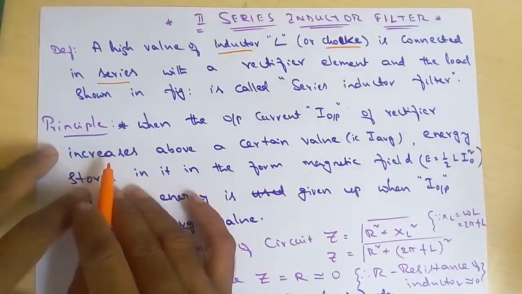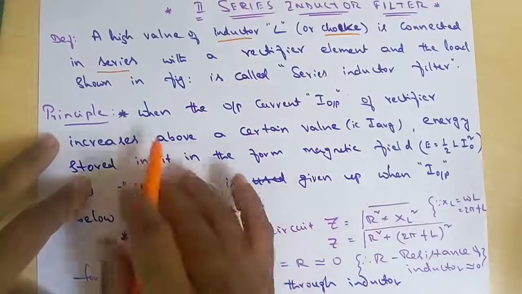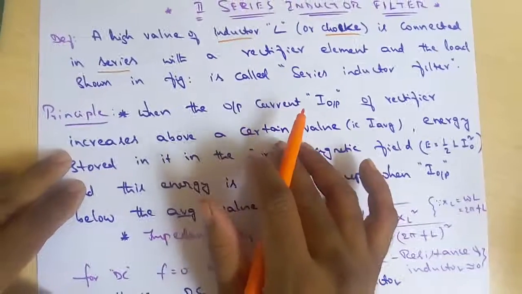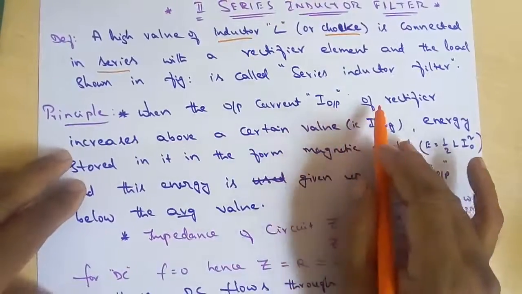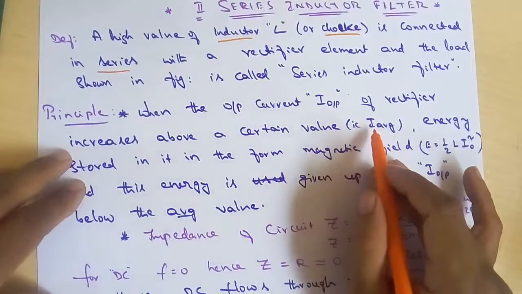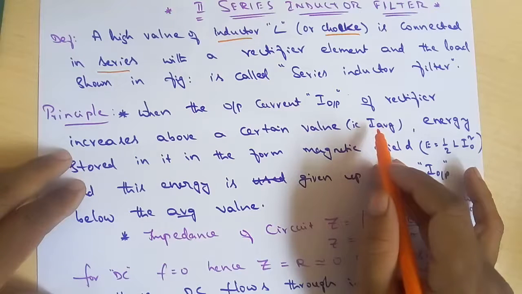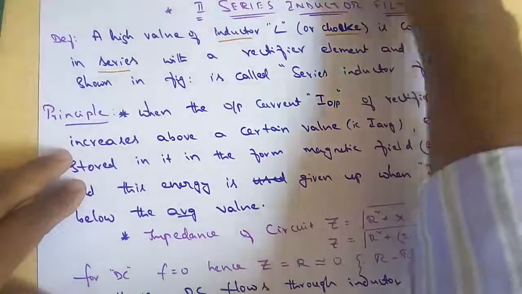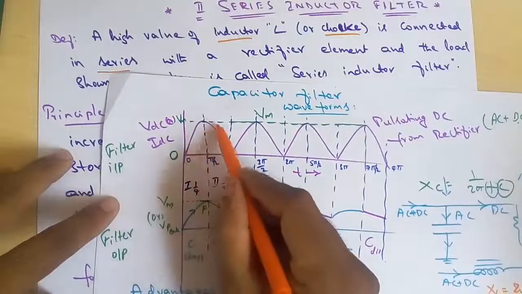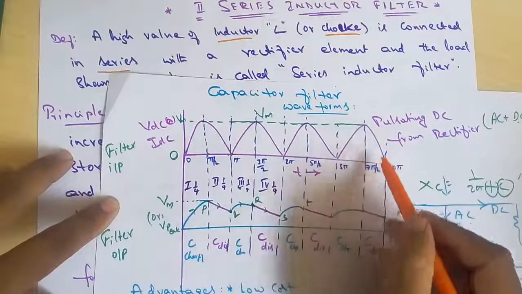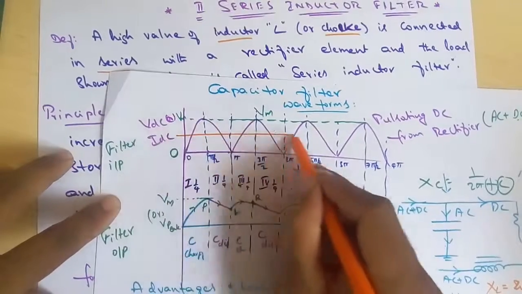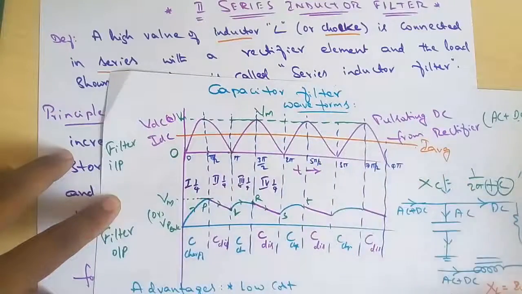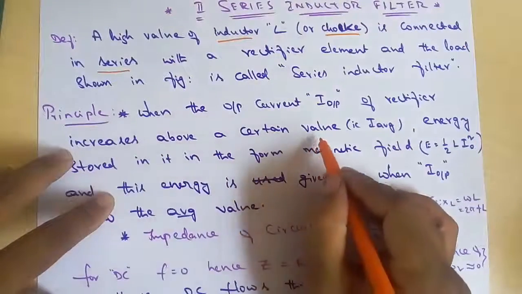So what is the principal phenomenon behind the working of this? When the output current of the rectifier increases, I will explain in the graph. Whenever the output current increases above a certain value, the average current, because the current in pulsating DC always increases, decreases, increases, decreases. That's why we take an average current. This is the average current, the level it maintains.